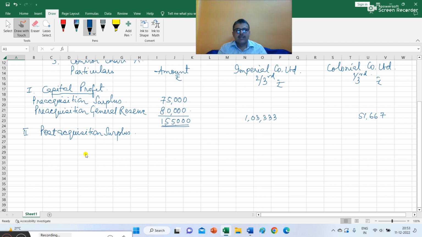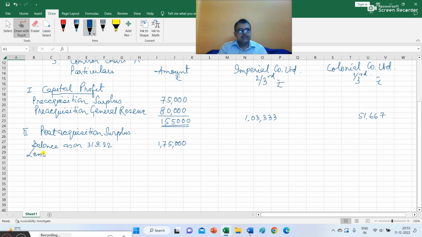What is the balance of surplus of Colonial Company Limited on the date of balance sheet? So I am writing here balance as on 31st March 22. It is given in the question that the balance of surplus of Colonial Company Limited as on the date of balance sheet was rupees 1,75,000.